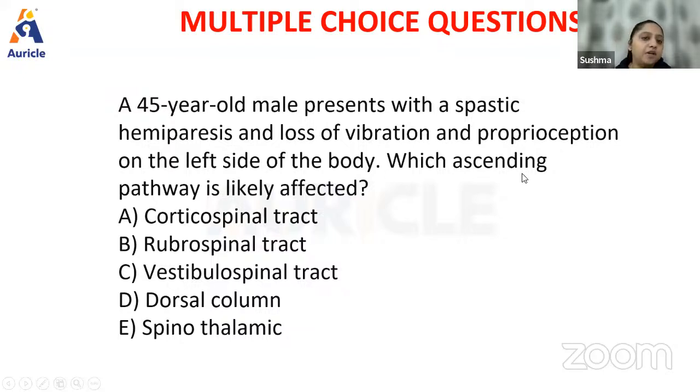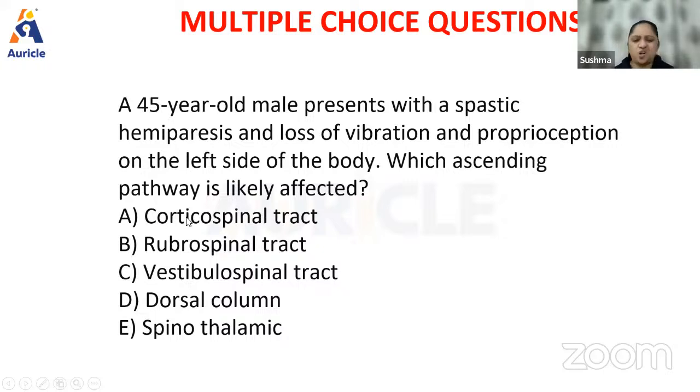Which ascending pathway is likely affected? Now, guys, question is it a motor pathology or a sensory pathology? I can see both. There is spastic hemiparesis, and also there is loss of vibration and proprioception. But let's just focus on the vibration and proprioception because the question is asking what ascending pathway is likely affected.